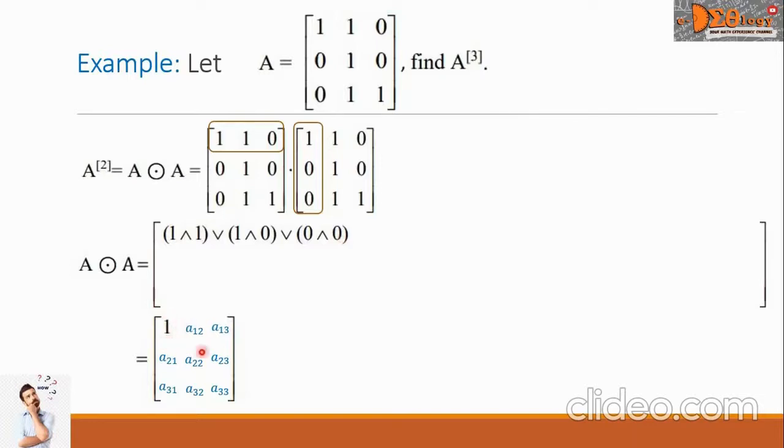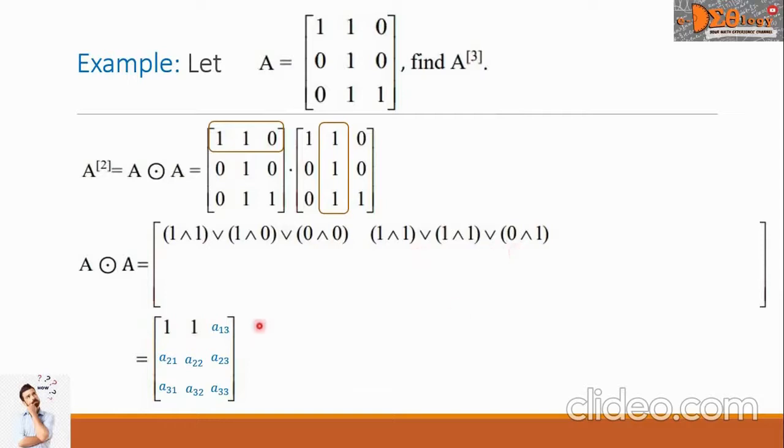Here we go. Next, the A sub 1, 2. First row of this matrix, second column of this matrix. So we write now 1 and 1, or 1 and 1, or 0 and 1. Again, if any value of 1 is here, the full operation is equal to 1. 1 and 1 is 1, 1 and 1 is 1, 0 and 1 is 0. So we see here a 1 value in any of the three pairs. So the full operation here is equal to 1. That is the value of our A sub 1, 2. So we write it here.